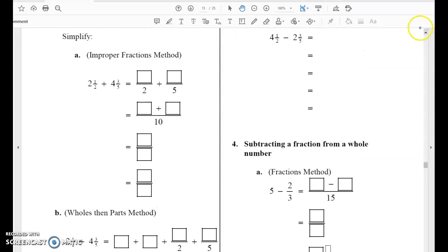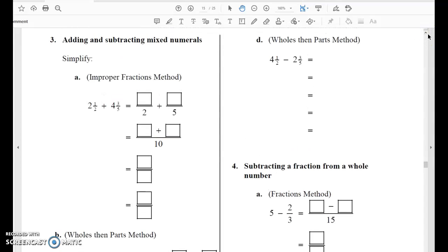Okay, let's look at some different questions now. We're adding and subtracting mixed numerals. If we simplify this one, one method is to change them into improper fractions and then add them together like we did before. So 2.5, what's that as an improper fraction? 5 over 2. 4 3/5, that's the same thing as 23 over 5. So I do 4 times 5 plus 3, gives me the numerator there.